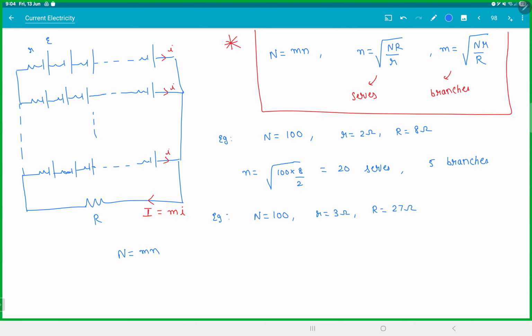Try, I'll give you a minute. If the number of batteries is 100, internal resistance is 3 and external resistance is 27, now what should be the grid for maximum current?